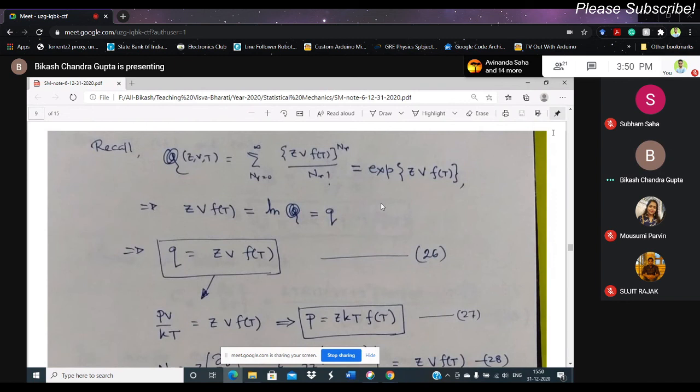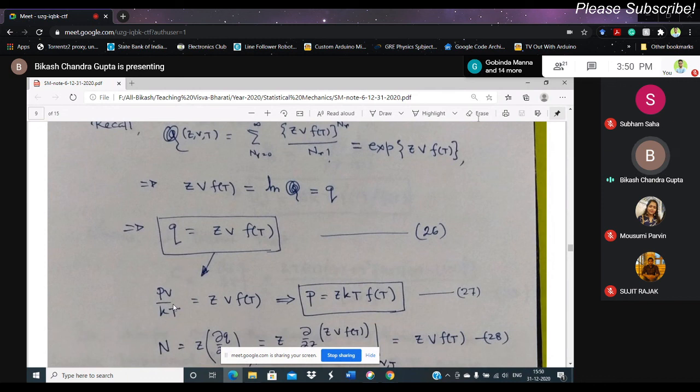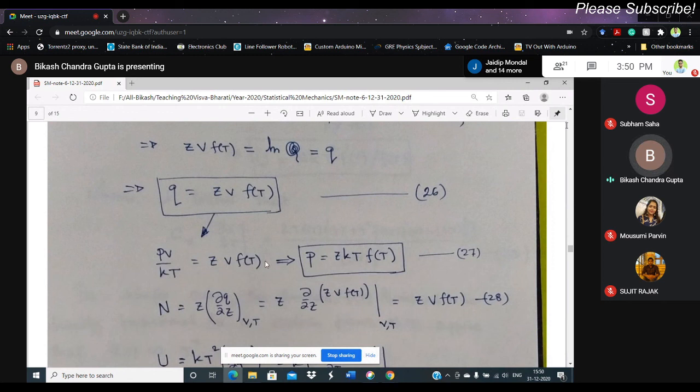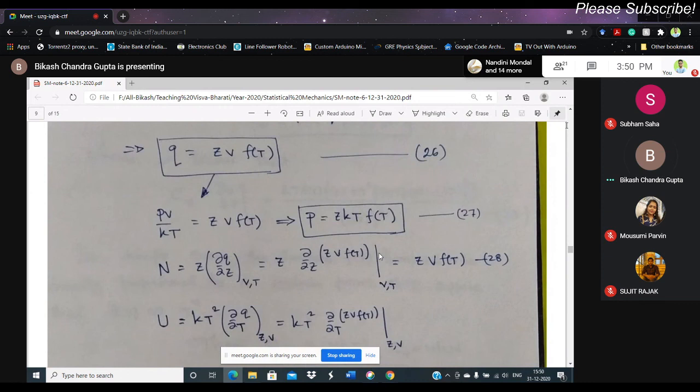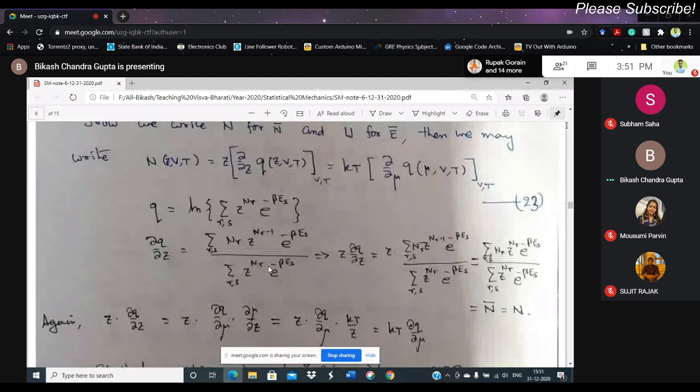Then ln of this grand partition function is small q, the q potential, and that should be of course ln of the exponential, which means z V f(T). So the q potential is this, and therefore q equals z V f(T). And q is again PV by kT, right? That we have already seen. And therefore PV by kT is z V f(T), and therefore P can be written in this form, z kT f(T). And N, if you recall, is z dq/dz, that we have already, the average number that we have already expressed earlier, but here I have done the calculation. This one, no, not this one.